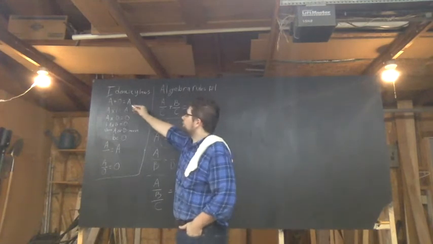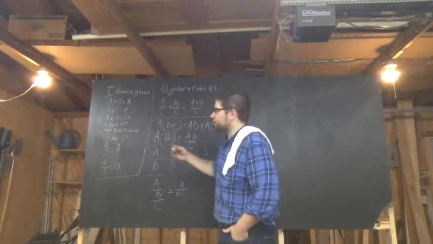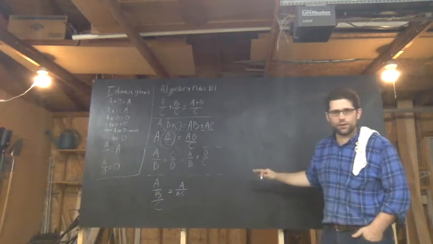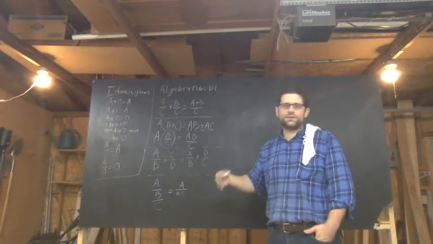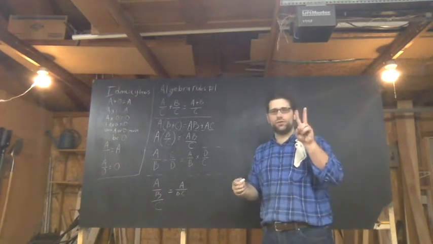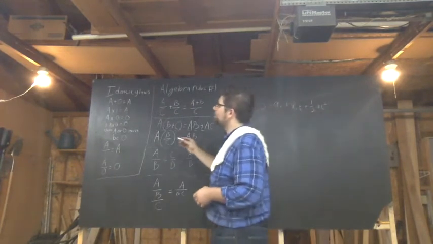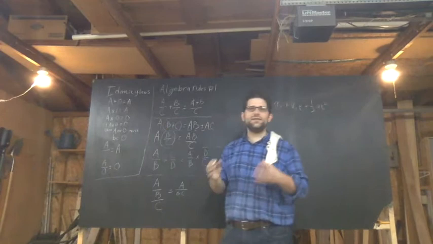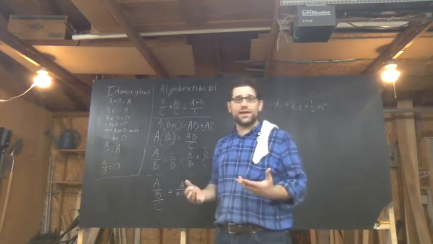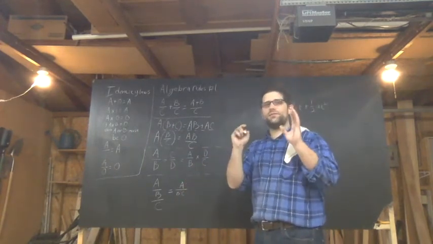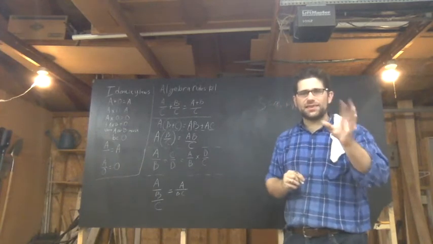The first one, a plus 0 equals a. So any number adding 0 to it is still just that number. If I have 2 and I add nothing to it, I still have 2. Our second identity law is a times 1 equals a. Anything times 1 is that thing.